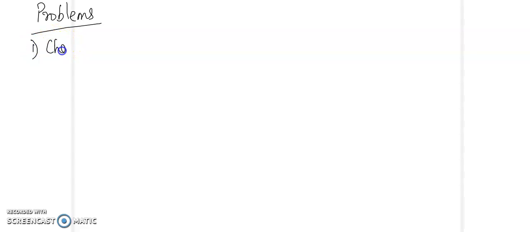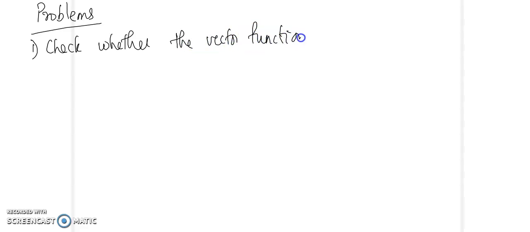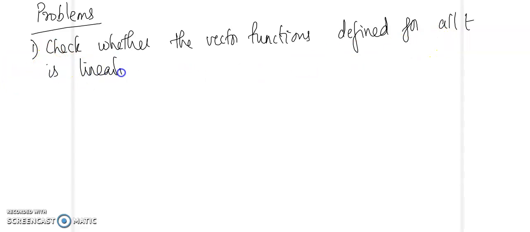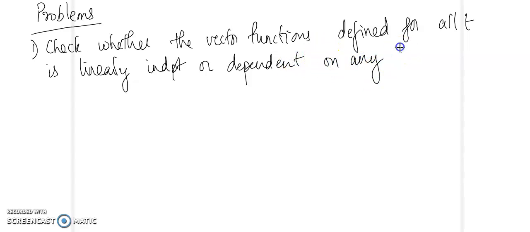So check whether the vector functions defined for all t is linearly independent or dependent on any interval a less than or equal to t less than or equal to b.